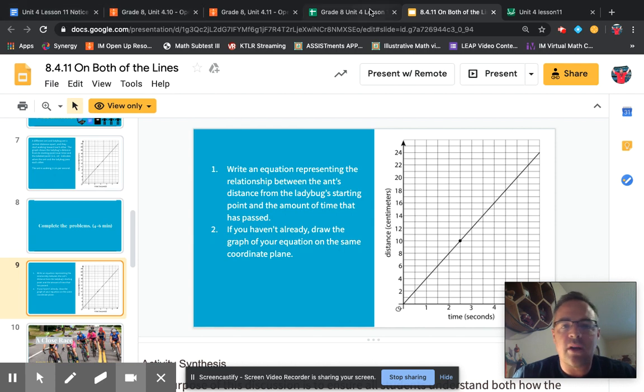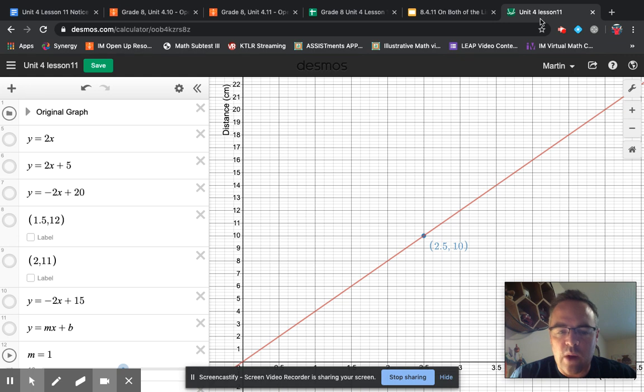So now I'm going to go into the Desmos part and talk to you about how I thought about this. That graph is now here on Desmos. The first thing I ask the students is, let's first label that point they give us. What does 2.5 comma 10 mean? The students will tell you, at 2.5 seconds they cross paths, when they're both 10 centimeters away from the beginning where the ladybug started.